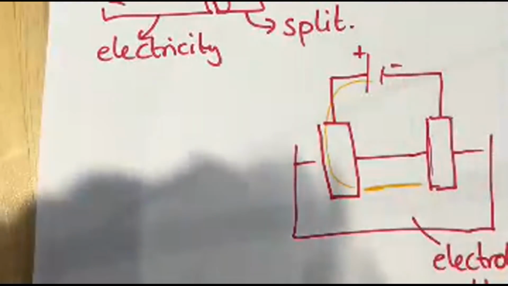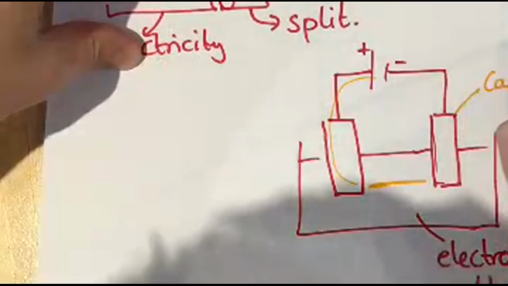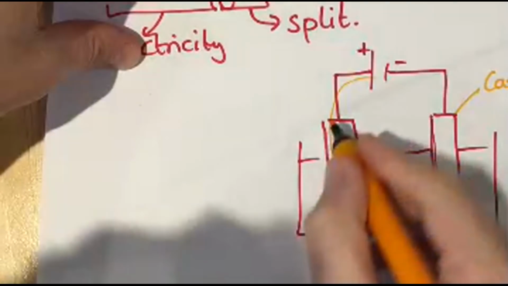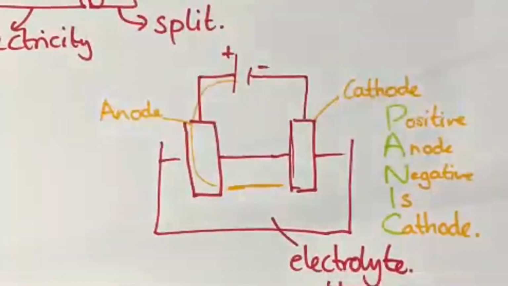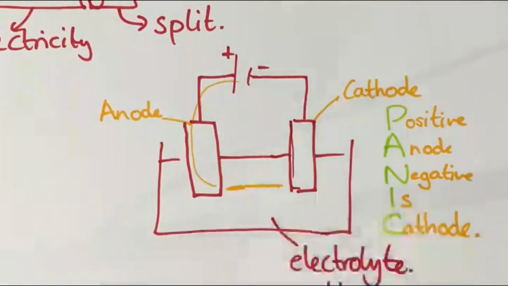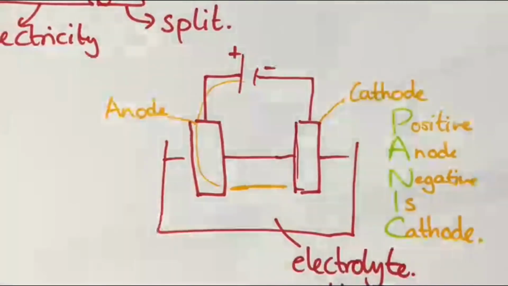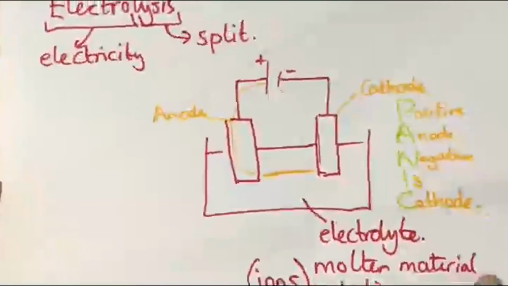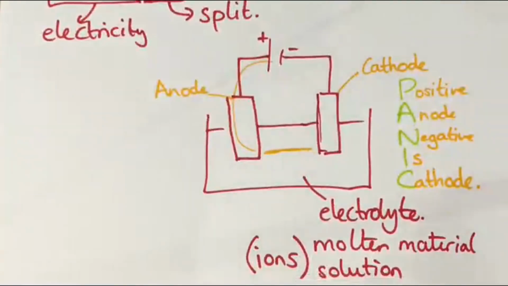So what actually happens at each electrode? This one here is negative, so this is the cathode, because remember, negative is cathode, and this one over here is anode.